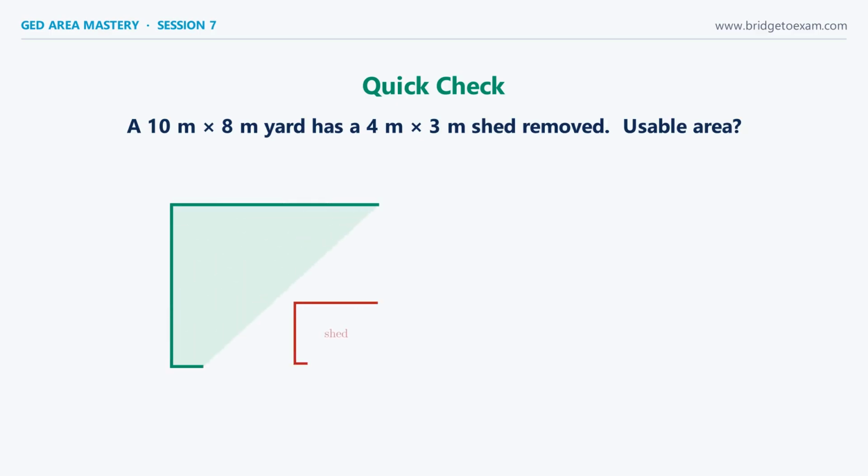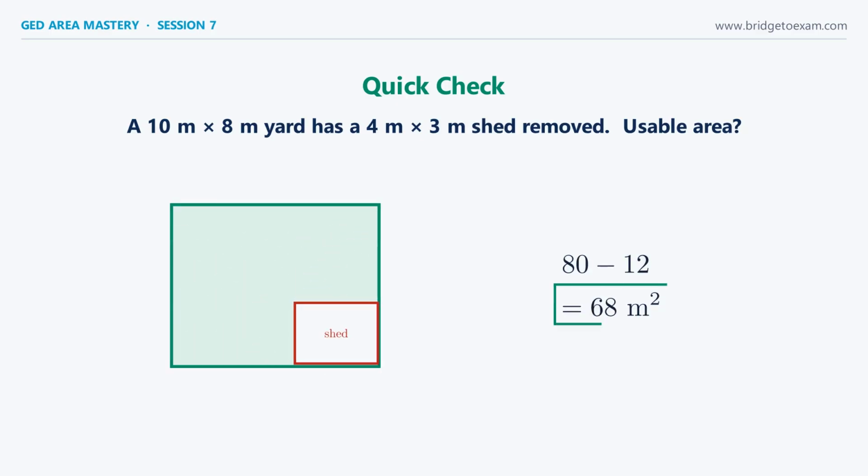Your turn. A 10 by 8 meter yard has a 4 by 3 meter shed removed. Whole yard, 10 times 8 is 80. Shed, 4 times 3 is 12. 80 minus 12 is 68 square meters of usable yard.